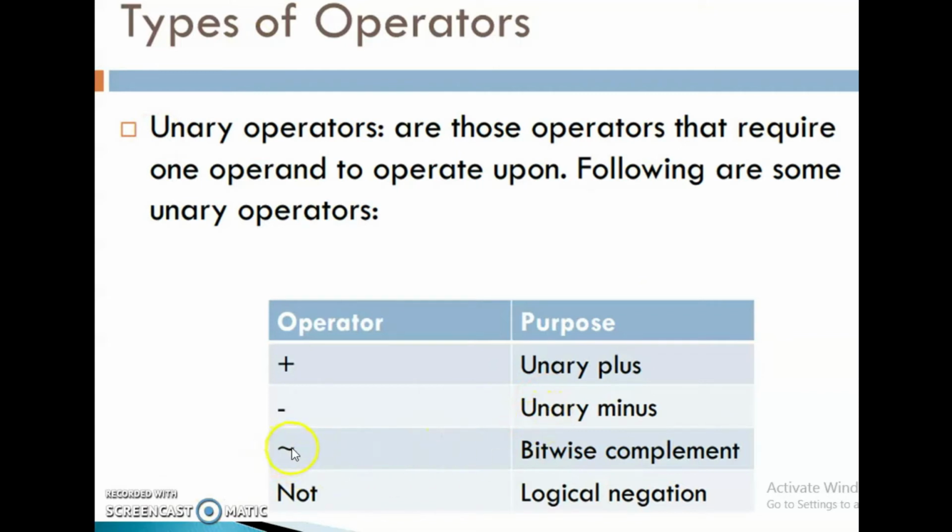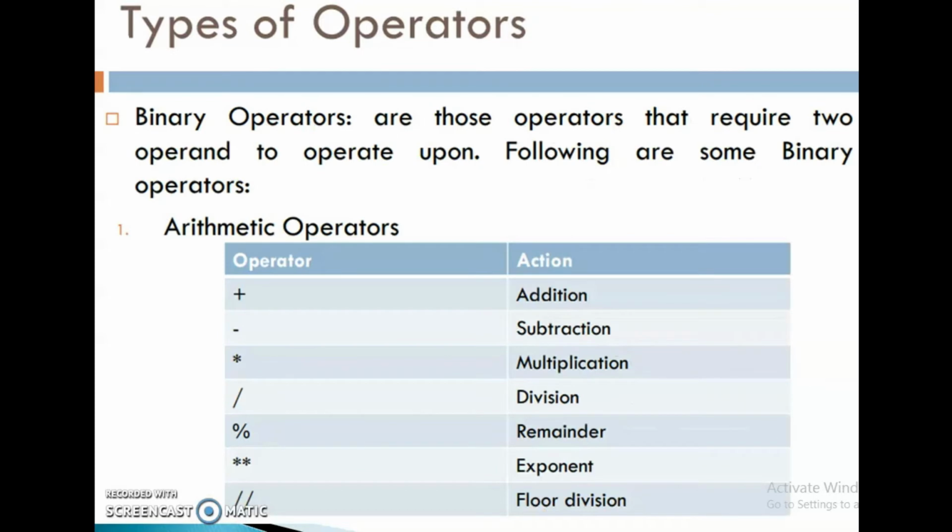Then tilde, this is the tilde symbol. Bitwise complement, we will discuss in detail about these all operators. Tilde, bitwise complement. Then not, logical negation. These all are unary operators. These are operators that require only one operand to operate. That type of operators are known as unary operators. Okay. Then second one, binary operators.